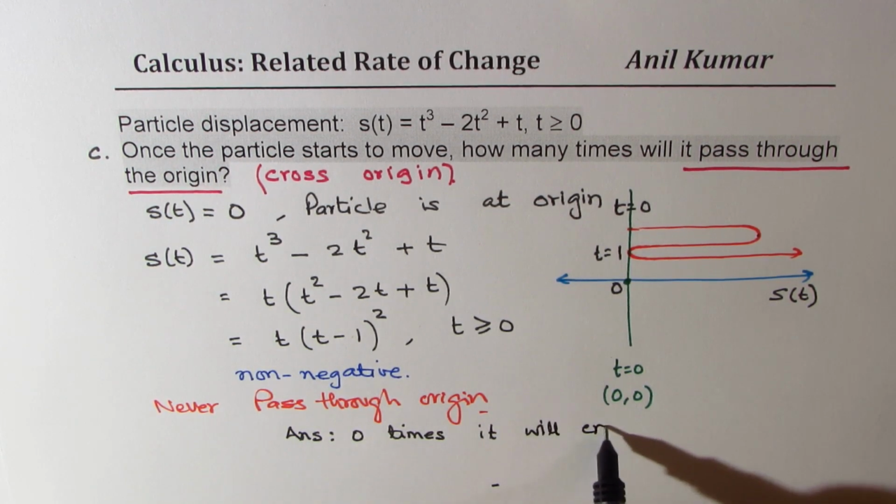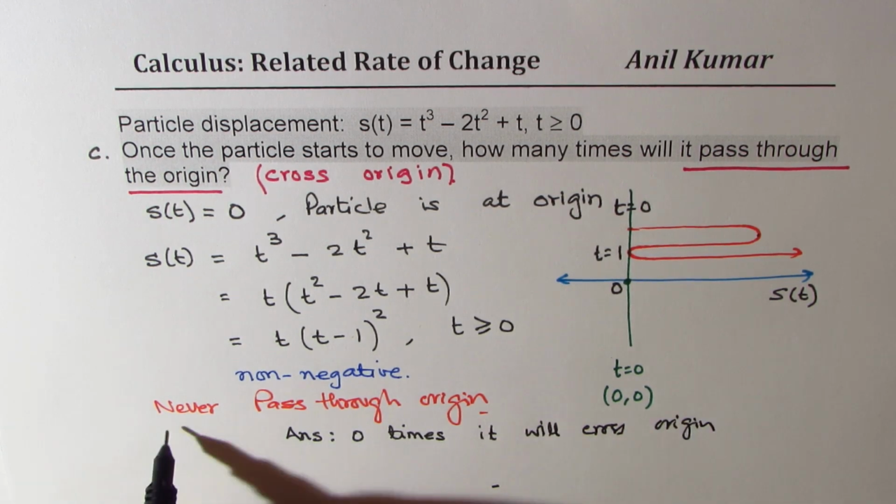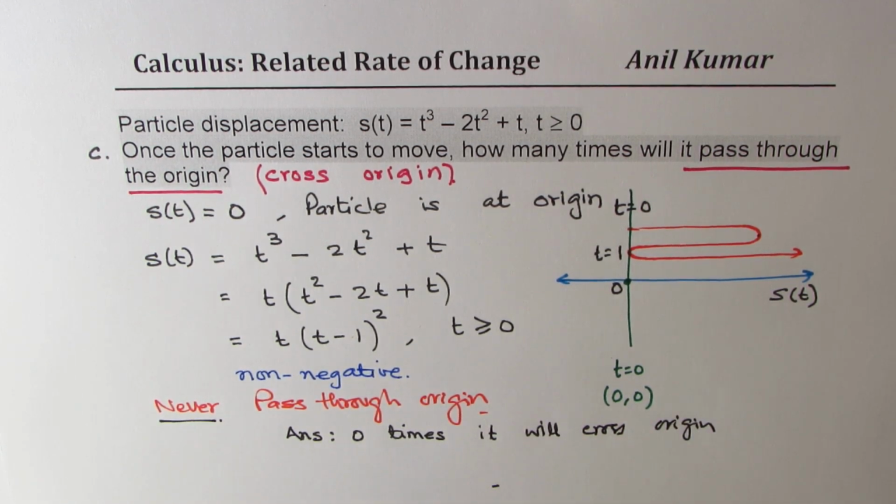It will cross the origin, so that means never. Is it okay? So that is how I'm going to interpret and answer this particular part of the question. I hope that's absolutely clear.